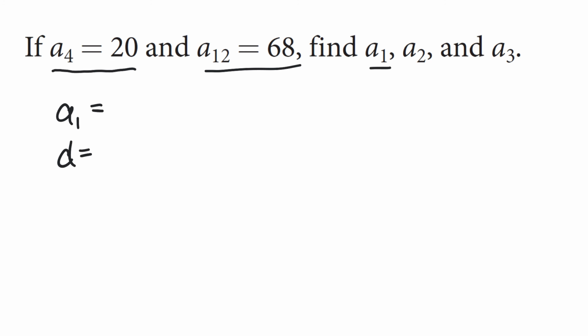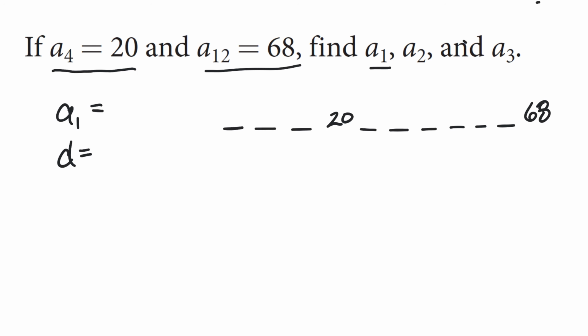We are given the 4th term in the sequence. So we have 1, 2, 3 blanks, and then we finally have a number. And then we go from 4 all the way to 12. So it'd be 5, 6, 7, 8, 9, 10, 11. And then we finally have the number 68. So how are we going to do this?